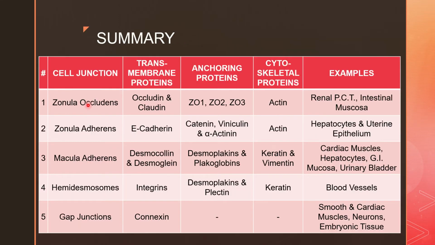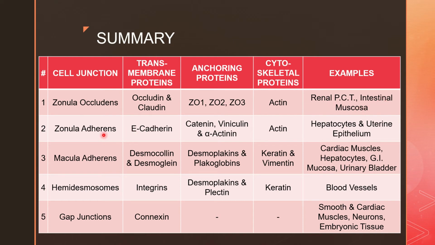Now, Alhamdulillah, we have finished the cell junctions. Here is the summary: the cell junctions, the transmembrane proteins, the adhering proteins, the cytoskeletal proteins, and the examples. Zonula occludens, the tight belts. The transmembrane proteins are occludin and claudin. The anchoring proteins are ZO1, ZO2, and ZO3. ZO means zonula occludens.